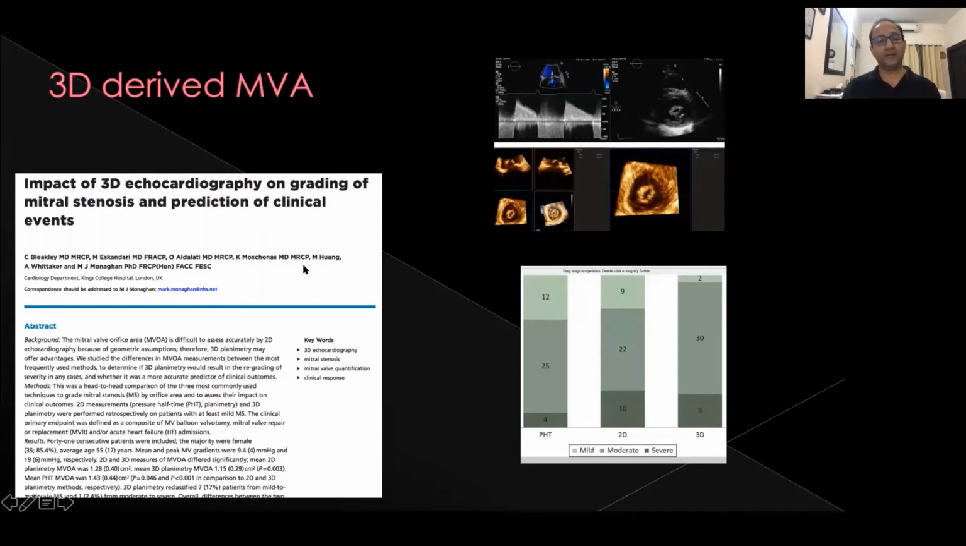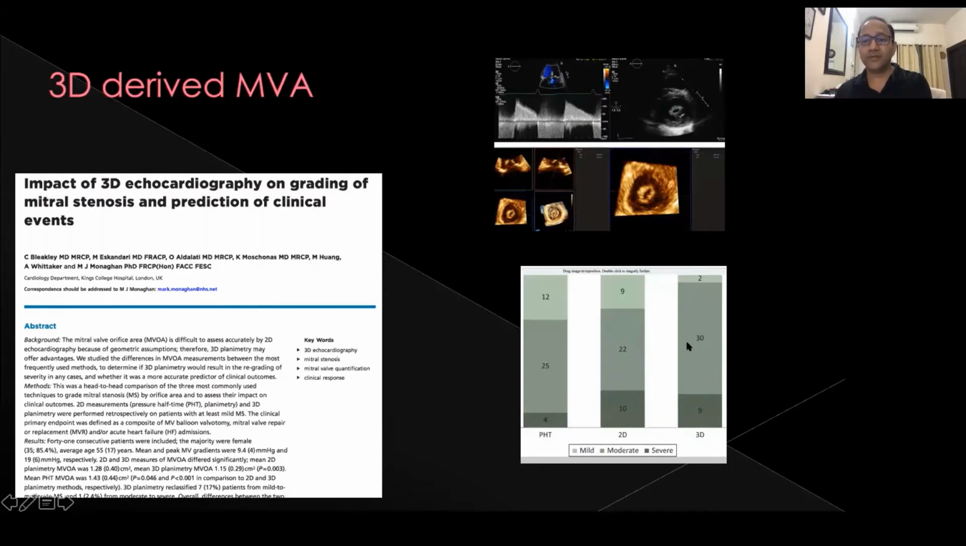Now, this paper actually showed that a lot of patients were recategorized. So these are the severe cases, moderate cases, and mild cases. By pressure half time, there were 4 patients who had severe MS. But when you did, say, 2D imaging, 10 of them actually turned out to have severe MS. And when you went on to 3D imaging, a lot of patients were actually recategorized into the moderate to severe MS category.